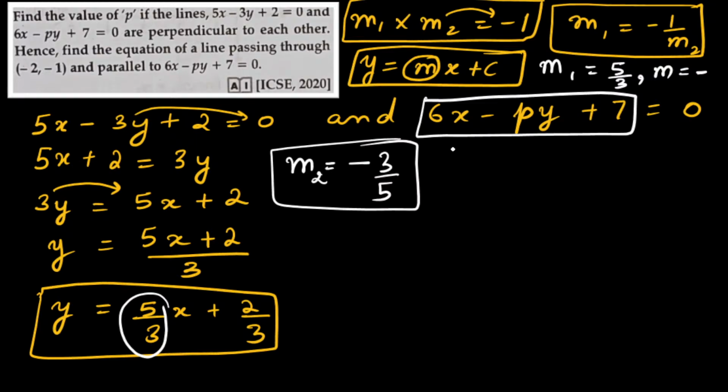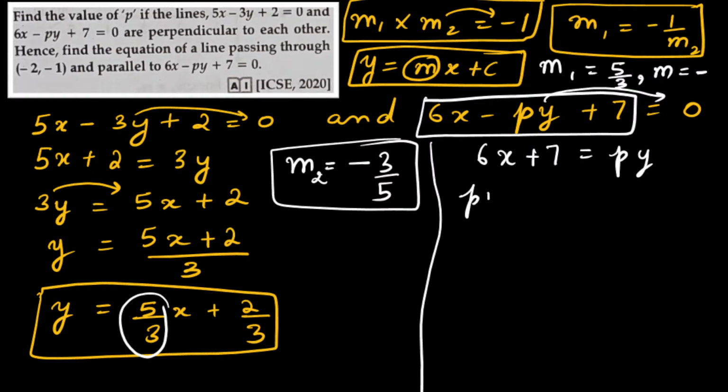Now, because we have to find the value of P, we'll use this equation and find the slope in terms of P. Then we will equate both the slopes. So let's use this equation now. Minus Py we will shift to the other side. So I'll be having 6x plus 7 on this side, so Py is equal to 6x plus 7.